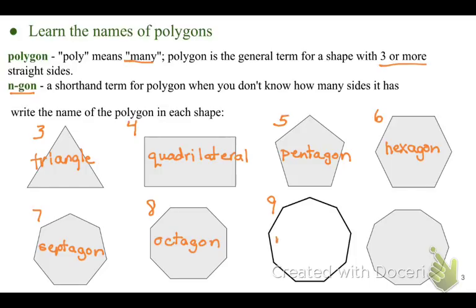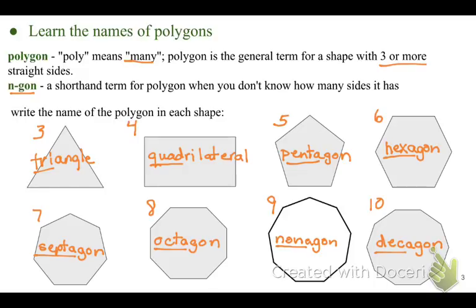9 sides is called a nonagon. And 10 sides is called a decagon. See where the word decimal comes from, that DEC prefix. So we have triangle 3 sides, quadrilateral 4, pentagon 5, hexagon 6, septagon 7, octagon 8, remember octopus, nonagon is 9, and decagon is 10.